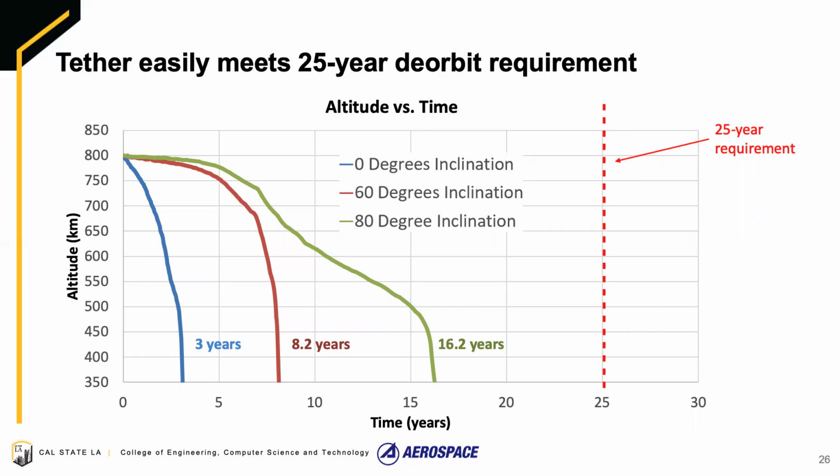Per requirement, as shown on the vertical dashed red line on the graph, the CubeSat must deorbit within 25 years of its end of life from low Earth orbit. And this data shows that there is enough margin to specify this at orbits between 0 and 80-degree inclination angles.